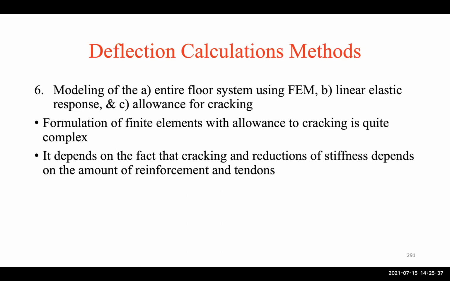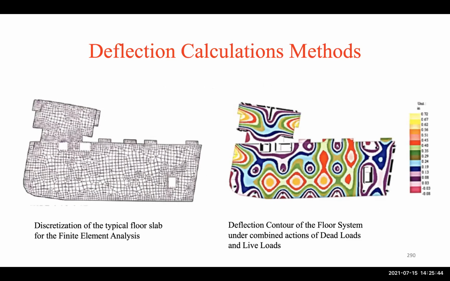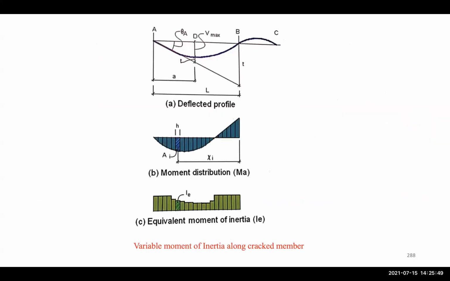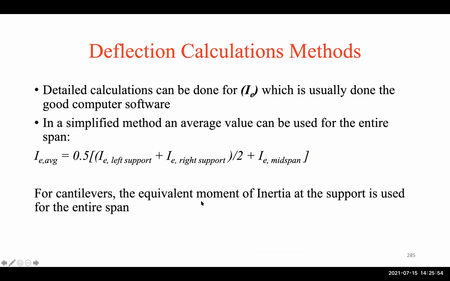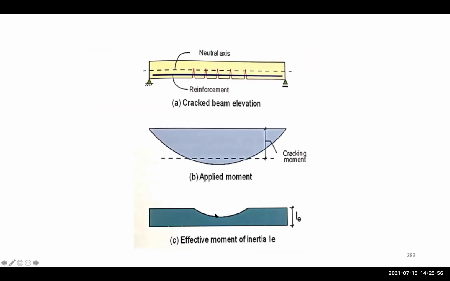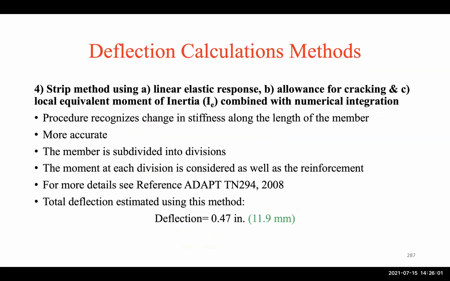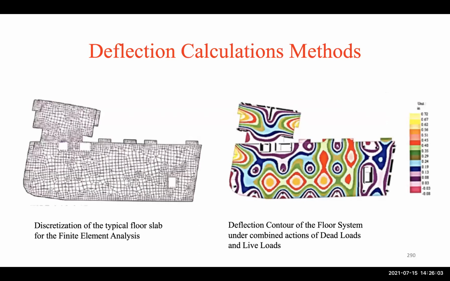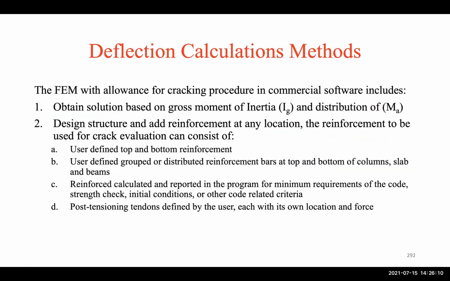Okay, and then here, modeling of the entire system using finite element and allowance for cracking. This can be done in the same model, but we reduce the moment of inertia, because as you can see, the moment of inertia here is less. Okay, because it's a cracked section, so it's less. So we have to use a smaller section. Typically, we use 0.25. So that's a lot of reduction in the moment of inertia.